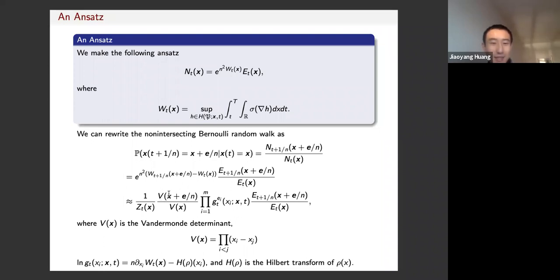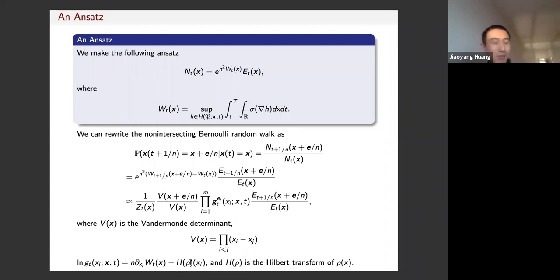It's given by the ratio of the Vandermonde determinant: the Vandermonde of the new configuration at x plus e over n, and the Vandermonde at the configuration x, times the drift term, g_t to the e_i. And the drift term is given by this formula: log of g_t at x_i is given by n times this function W_t, derivative with respect to x_i, subtract the Hilbert transform of rho.